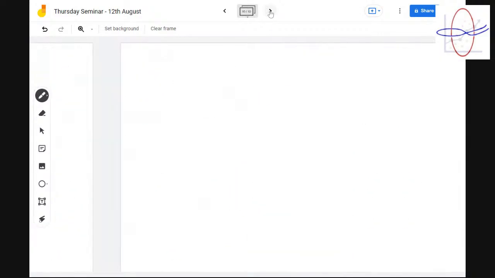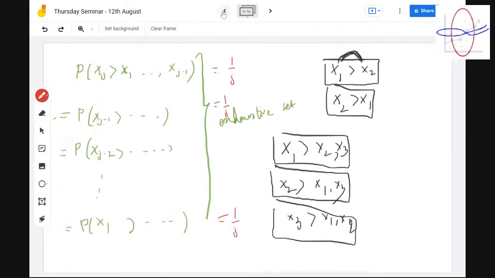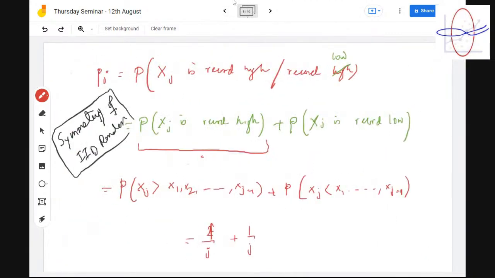In that first case, as he told, the problem is this: x1 is always a record high or a record low, because there's only one random variable. So therefore it's 1. Yeah, thank you for this. So it's 1 plus, yeah, you're right.